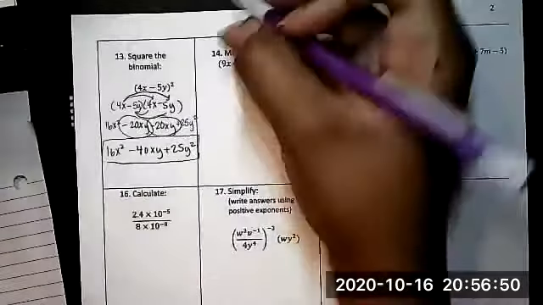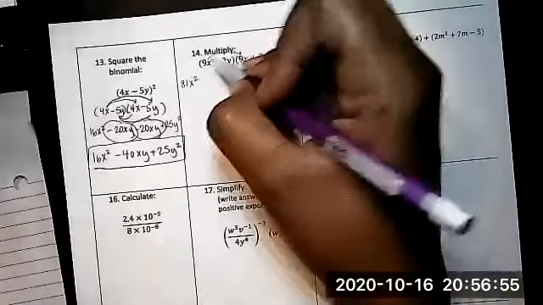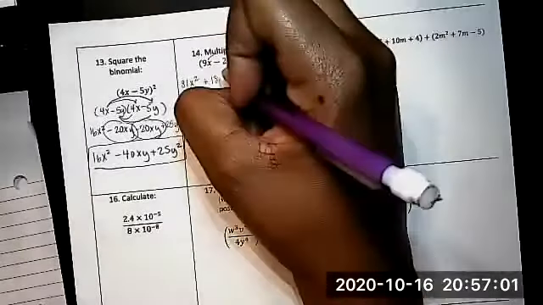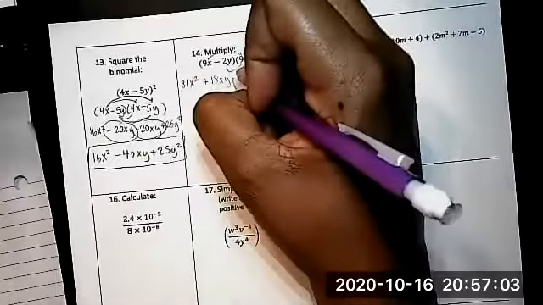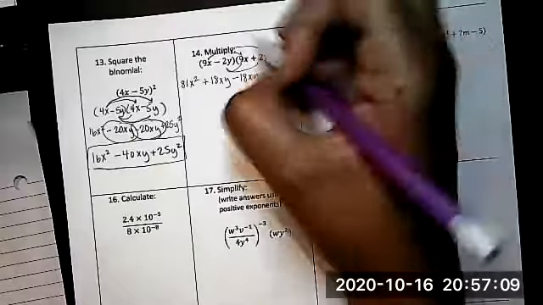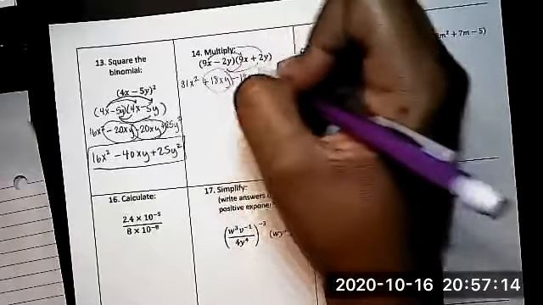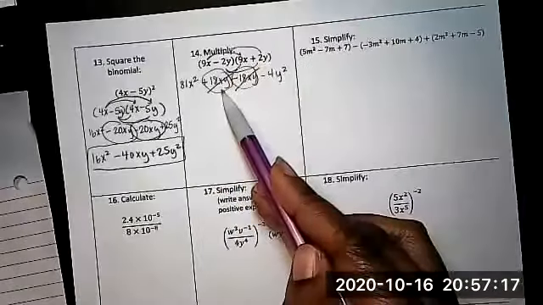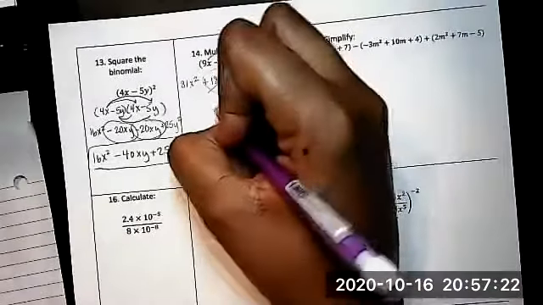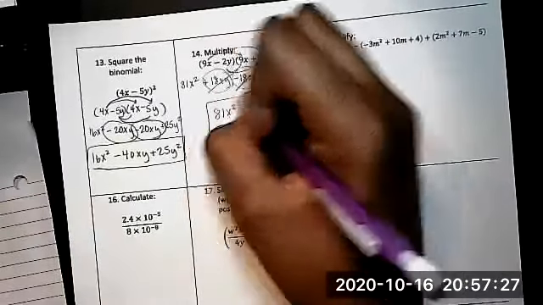All right, we're going to FOIL this one. 9x times 9x is 81x squared. 9x times 2y is 18xy. Negative 2 times 9 is negative 18xy. And negative 2y times positive 2y is negative 4y squared. These middle terms cancel out. Okay, 18xy and negative 18xy cancel out. This now becomes 81x squared minus 4y squared. Okay.